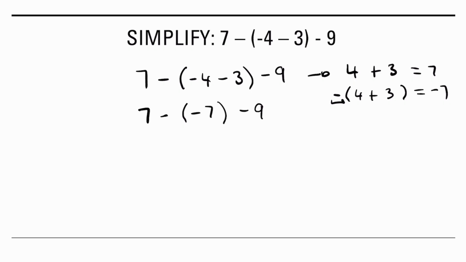Now, looking from left to right, there's nothing to actually simplify in the brackets. What I could do, though, is simplify the 7 minus negative 7. And I know that the opposite of negative 7 would be positive 7. So I'd end up with 7 plus 7 minus 9. And then here I would work from left to right. So 7 plus 7 would be 14 minus 9, and then 14 minus 9 would be 5.